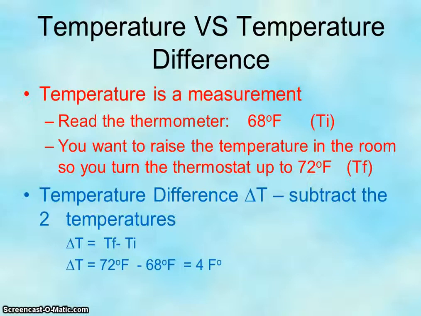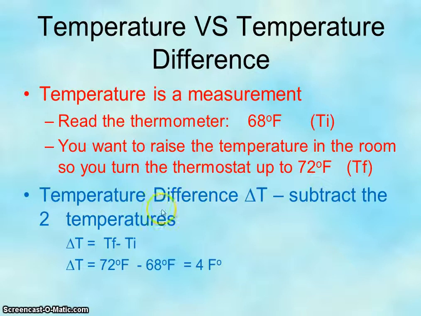Now, just a reminder too, temperature is a measurement. You read a thermometer. Okay, so let's say in your house, your thermometer for your home reads 68 degrees Fahrenheit. We're going to call that our initial temperature. You're cold, you want to raise the temperature, so you turn the thermostat up so that it says 72 degrees Fahrenheit. That's going to be your TF. So if you have a furnace, your furnace is going to kick on, because you're going to have a temperature difference here. That's what you're creating. You're going to have warmer air blowing out of your vents, and then you're going to have an increase in temperature, or a temperature difference.